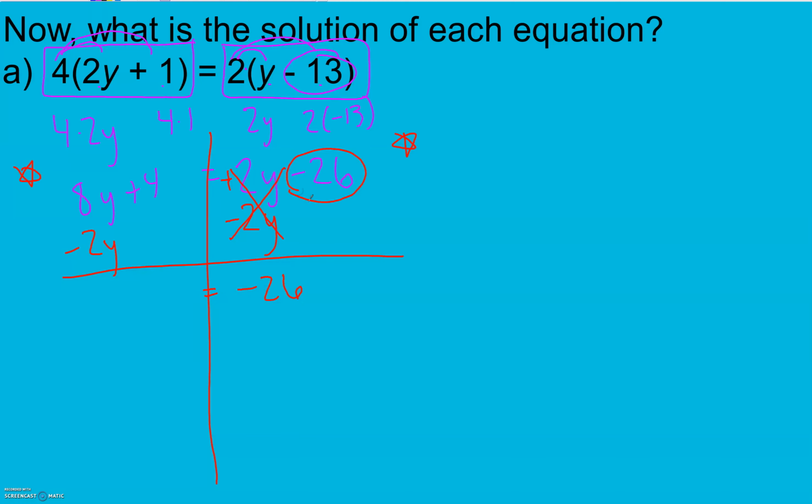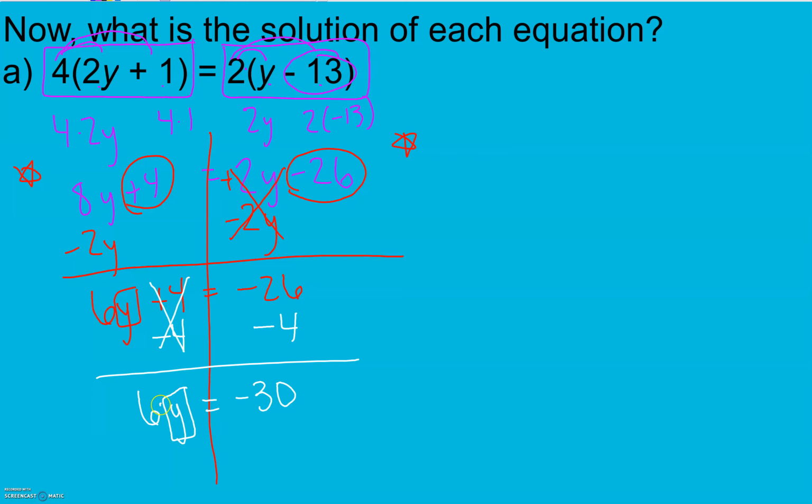Bring down what's left. And again, I can combine that with my 8y because those are like terms. 8 minus 2 gives me 6y, and we bring down what's left. My y is being added and multiplied, so I'm going to subtract first. 4 minus 4 gets me to 0.